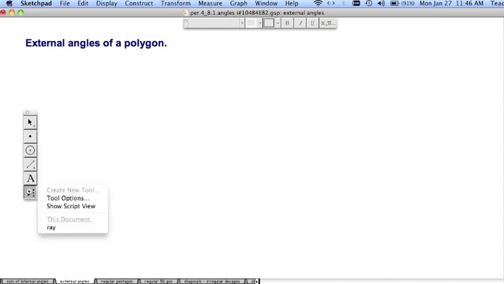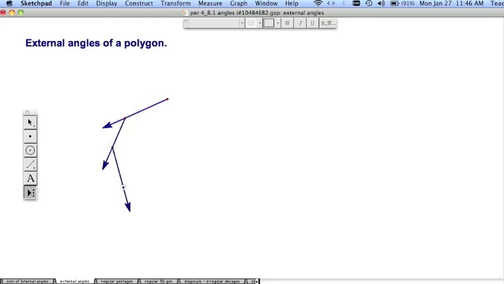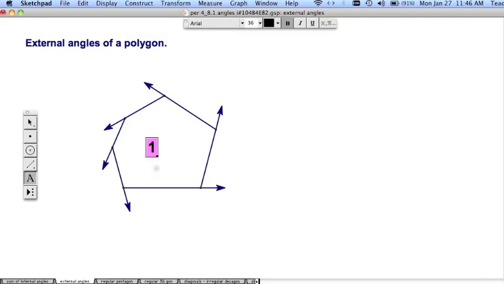I want you to go down to the custom tools. There's no slack-a-lack in here today. Go to the custom tool and draw a ray. Then click, hold it down, draw another ray, and another ray, and another ray, and another ray. How many rays? I think I did 5. 1, 2, 3, 4, 5, and loop them all so they come back together. Oh, I'm sorry, I did 6. Does it matter? No. I'm going to put a little 1 out here.